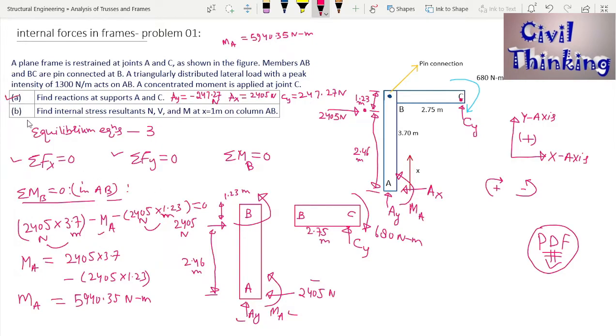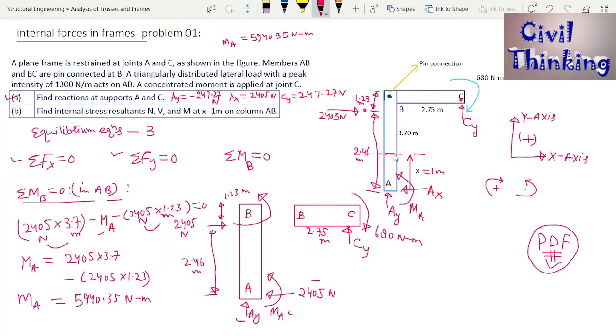Now we have to solve part B. What is part B? Part B is to find internal stress resultants N, V and M at x equal to 1 meter on column AB. Now in this frame, AB is the column, because vertical members are columns and the horizontal members we call beams. AB is a column, and x equal to 1 meter, from A up to 1 meter, means somewhere here.